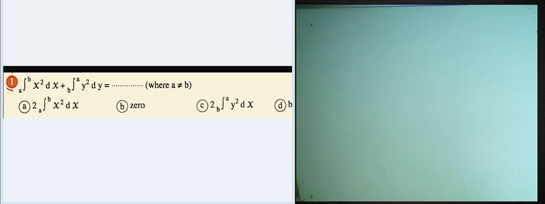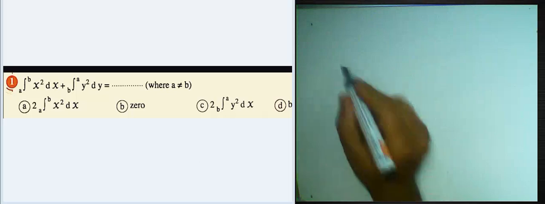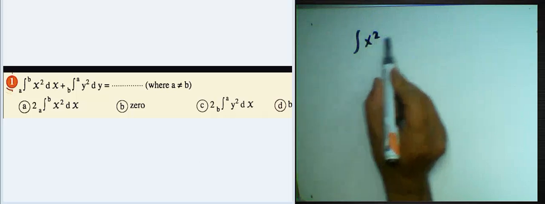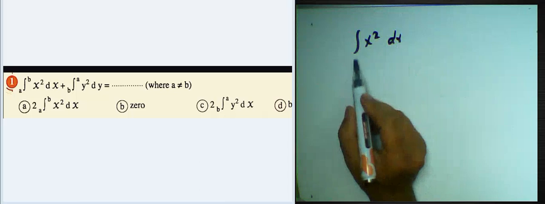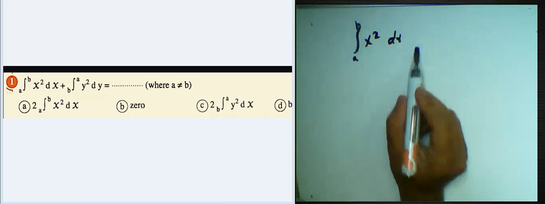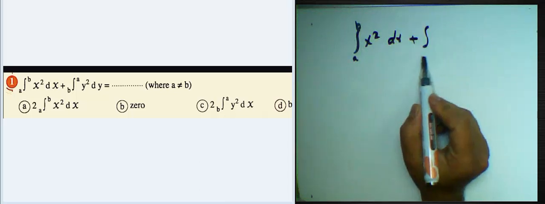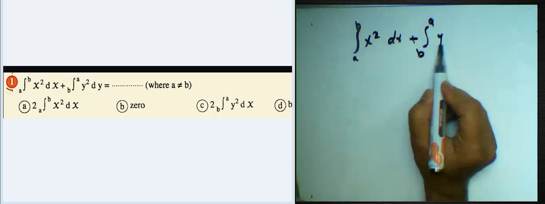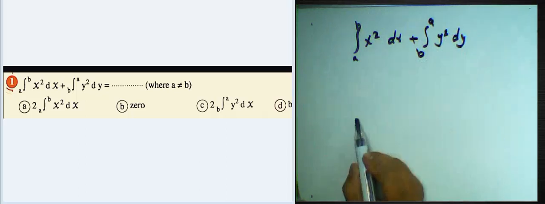Today we'll talk about definite integration. Look with me at question number 1. We want to find the result of the integration of x power 2 dx from a to b, plus the integration from b to a of the function y power 2 dy.